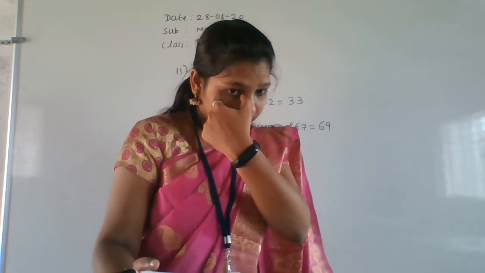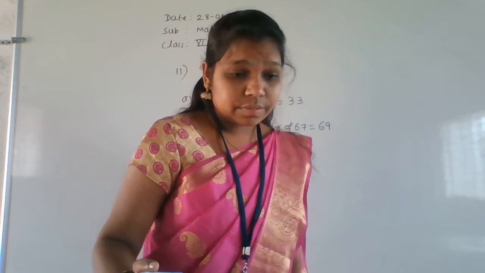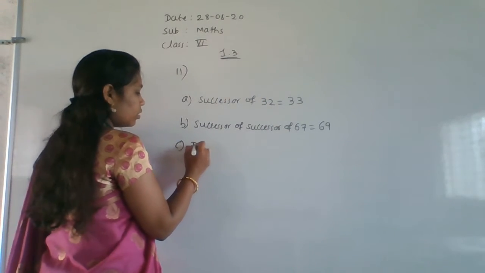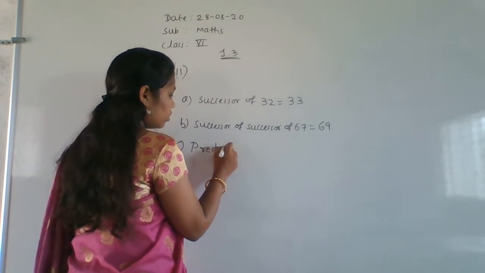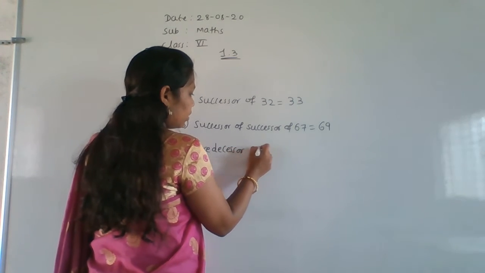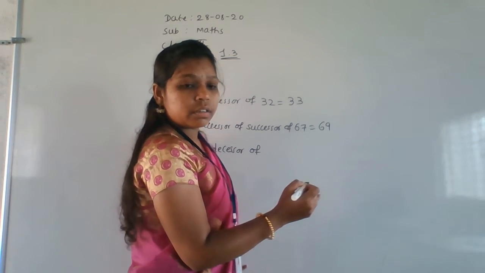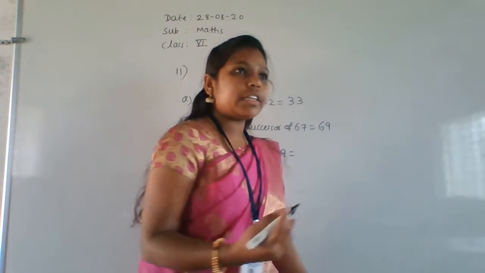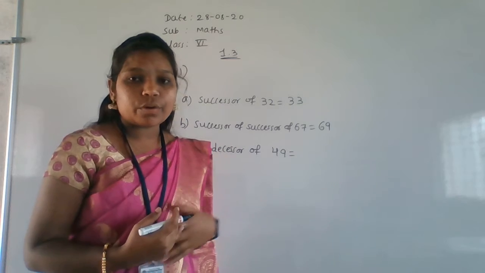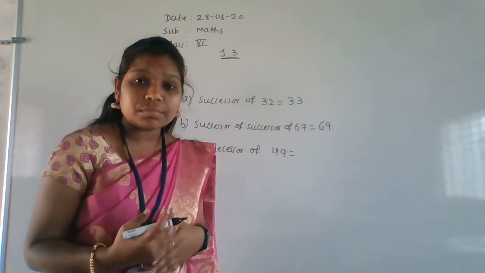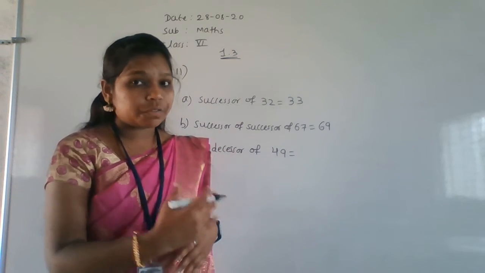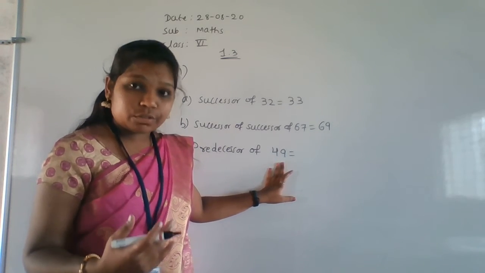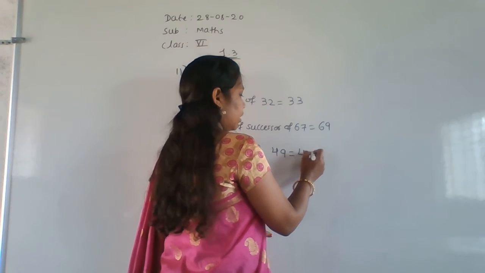Next, C. What is the value given here? Predecessor of 49. Predecessor of 49 means the before number. Before 49, which number comes? That is called the predecessor of that number. So before 49, which number is there? 48. So write here 48.